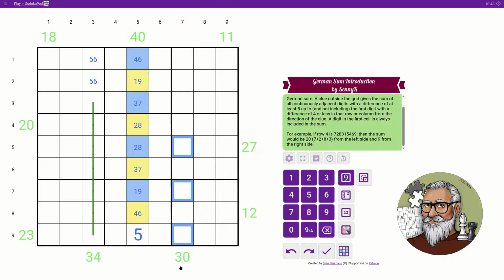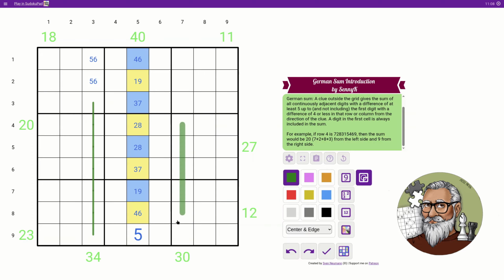9, 8, and 7 is 24, leaves me with 6. I can't have 1, 5, but I can't have 2, 4 either. Aha. I can't have a 4 because it would be between two digits, right? And I can't have two 9s. So this is actually 6 long. It can't be more than that.